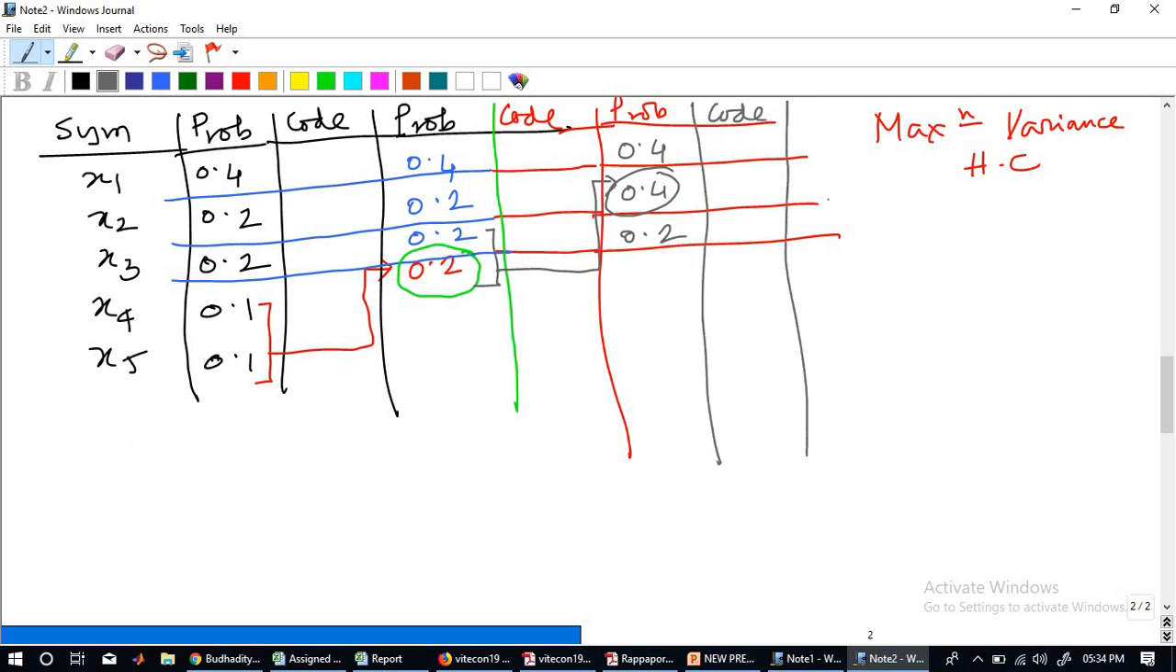Code probabilities. Again 0.2 and 0.4 is 0.6. See here, at the last step, when you are adding 0.4 and 0.2, it is becoming 0.6. But if you put 0.6 less than 0.4, as per the maximum variance method, suppose you put it like this, 0.4 and 0.6.